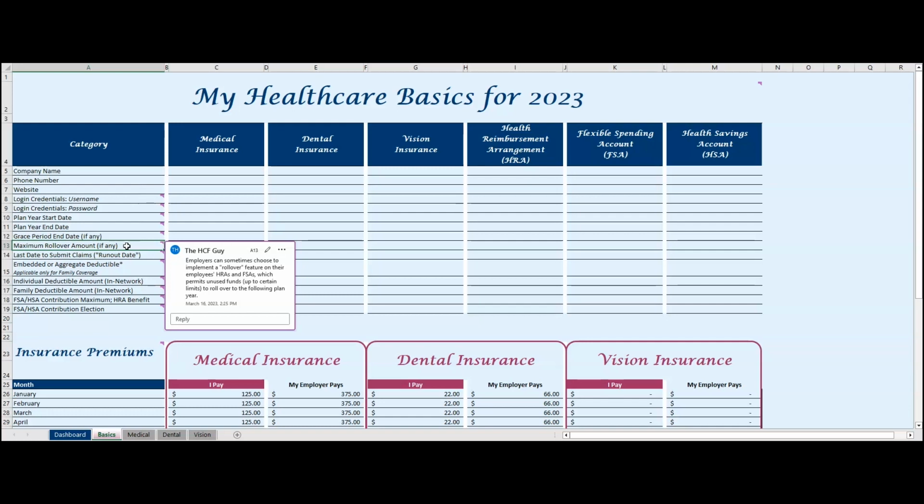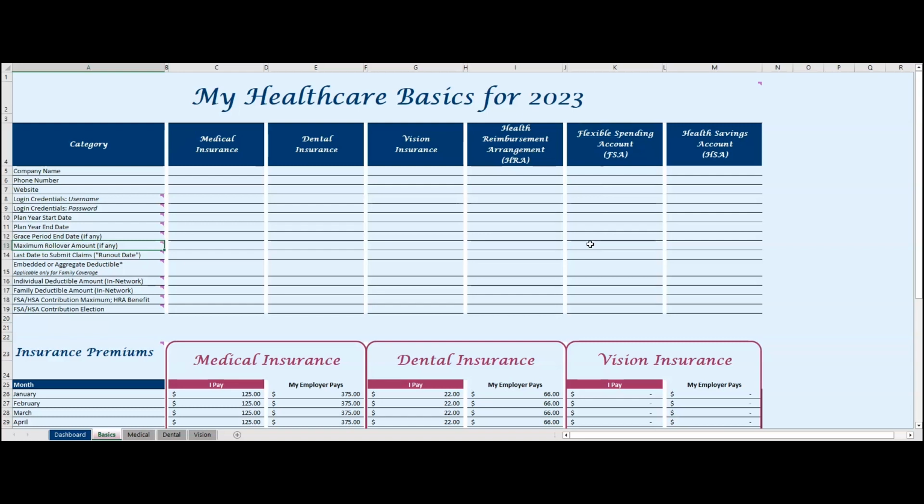Alternatively, your employer may elect a rollover amount. They cannot elect both a grace period and a rollover. They can only elect one or none. So you'll want to, again, double check that with your employer. If your employer elects to implement the rollover feature, that means that for the FSA, you can roll over up to $610 unused dollars to the next plan year. Now, the employer has the option of picking the rollover amount as long as it does not exceed $610 in 2023. So again, double check that with your employer.